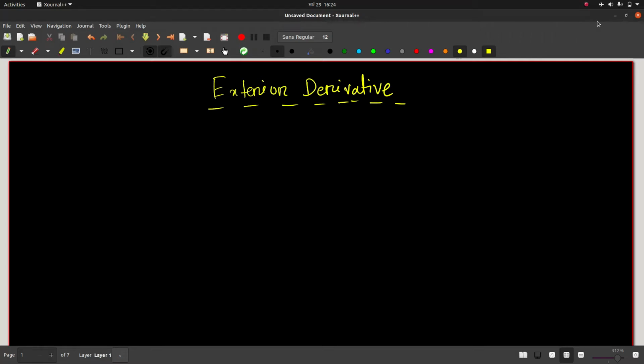So in this lecture we are going to discuss exterior derivatives. That means we want to take derivatives over forms on a manifold. So in calculus what we do is that we take some function and then we can define a derivative that will measure the rate of change of that function, right?